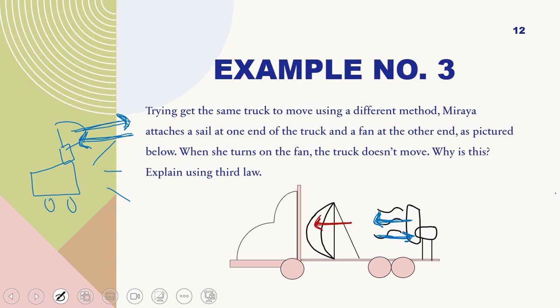Then the sail provides a reactionary force pushing back on the air. Now, if we take a moment back and just look at the forces that are being applied to our system, or to our truck, we can see why this truck does not move.